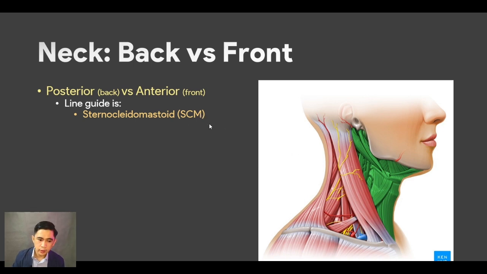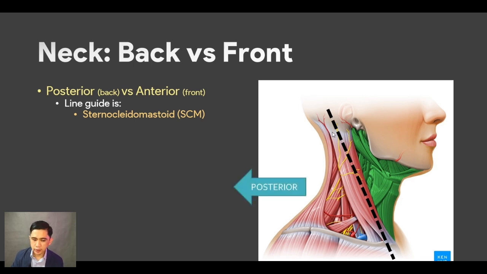So anyway, in order to delineate which is the back of the neck and the front of the neck, we have the SEM. So when we draw a line from the mastoid into the sternum, anything that is at the back of this line is posterior, and anything in front is anterior. Some regard the sternocleidomastoid as part of the posterior. Yeah, I believe so. This is part of the posterior.